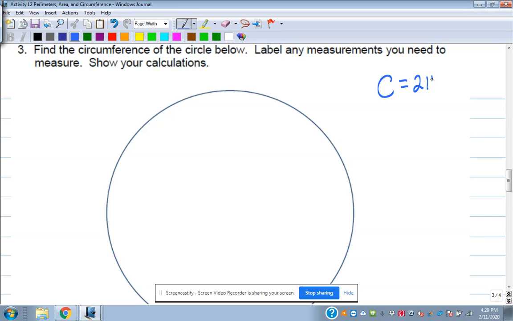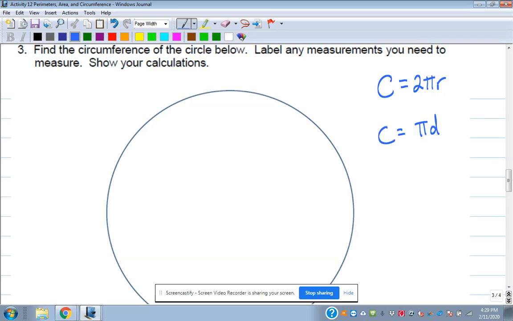2 pi r is one way. It's also pi times diameter. Both get the same result. The difference is one uses a diameter, one uses a radius. What's the difference between diameter and radius when it comes to a circle? Yeah, radius is half of the diameter.